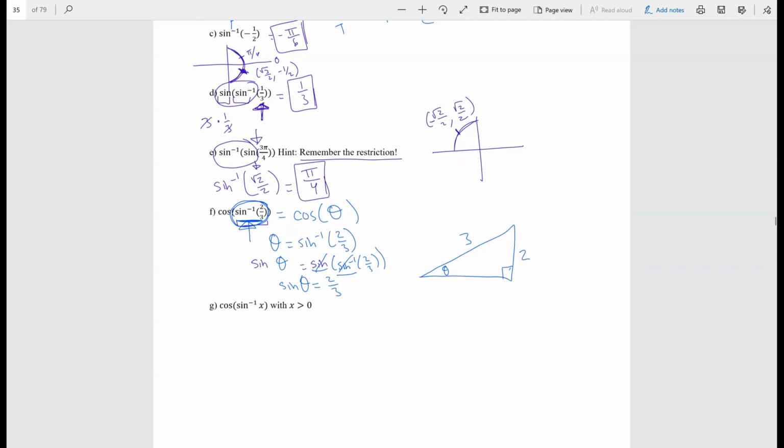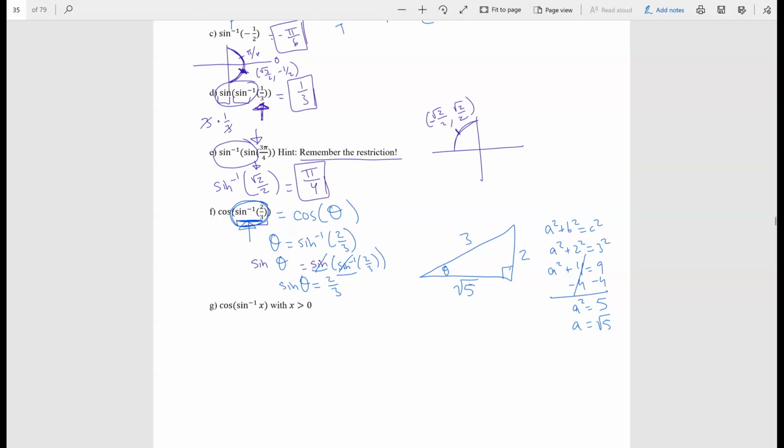Well, remember that's just going to be the Pythagorean theorem. a squared plus b squared equals c squared. Okay, so a squared in this case, I don't know what that is, plus 2 squared equals 3 squared. So you're going to have a squared plus 4 equals 9. a squared is going to be equal to 9 minus 4, which is going to give me 5. So a equals square root of 5. So this guy is going to be square root of 5.